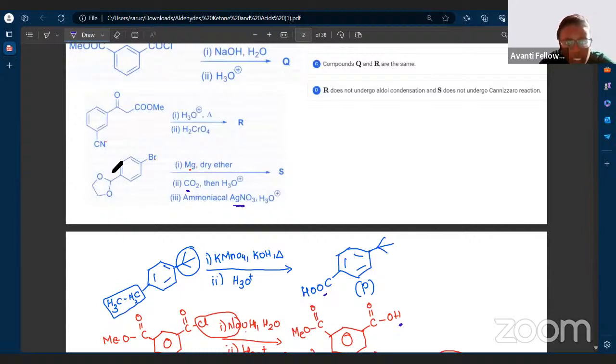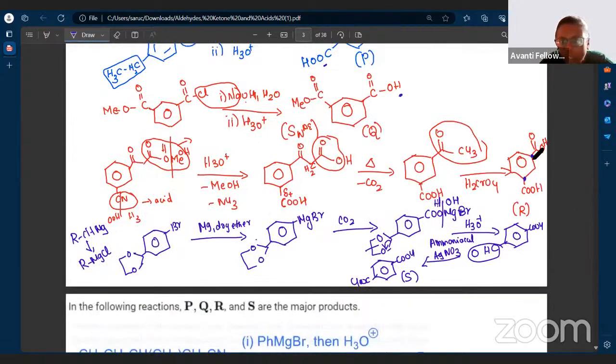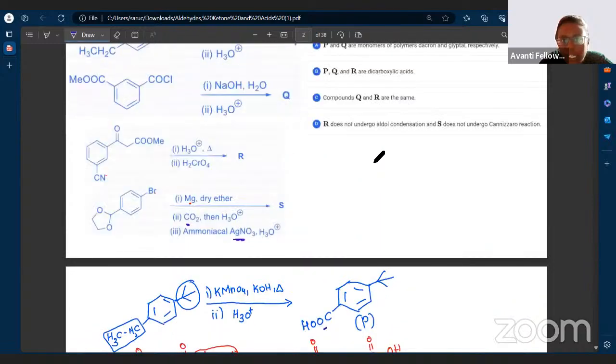So it is a dicarboxylic acid at which position? It is at the 1,4 position. Okay, so Q and R are not going to be the same, because here it is at the 1,3 position and here it is at the 1,4 position. Okay, and R will not undergo... Okay, so the compounds are the same, they are dicarboxylic acids.